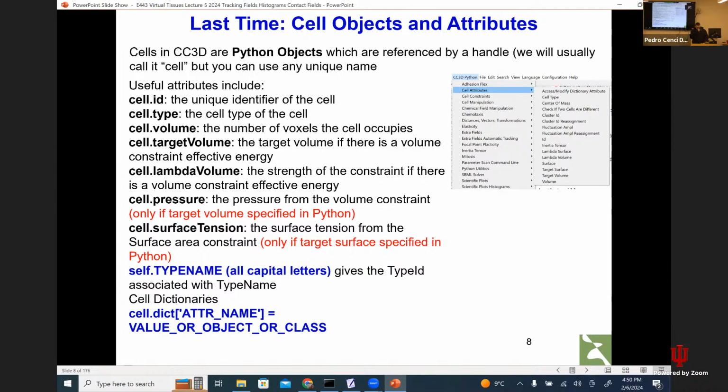Cell.pressure is to access information about how much the volume is different from the target. So you get a positive pressure if the volume is above the target, or a negative pressure if the volume is below the target. And you can access it by doing cell.pressure instead of calculating it. Calculating is not difficult, but it's more convenient.